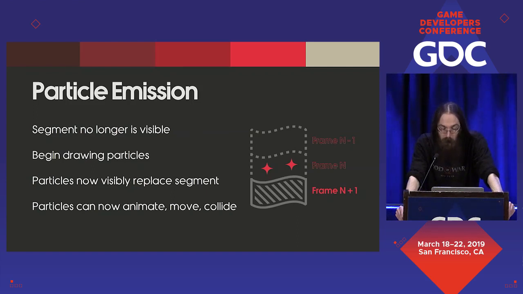We also draw all other particles that have spawned previously. We're able to draw all the particles together and treat them uniformly. We can also animate the particle, and move the particle, and collide the particle with other primitives or the depth buffer.